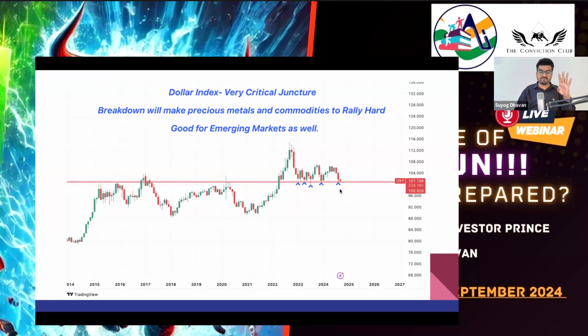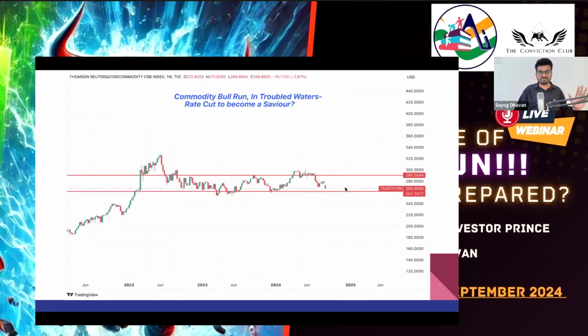FIIs, if they start buying, what will happen? There is a high possibility, क्योंकि अभी तक ब्रेकडाउन हुआ ही नहीं था. ये ब्रेकडाउन के बाद emerging markets do much better than the global markets. So there is a high possibility of that playing out.